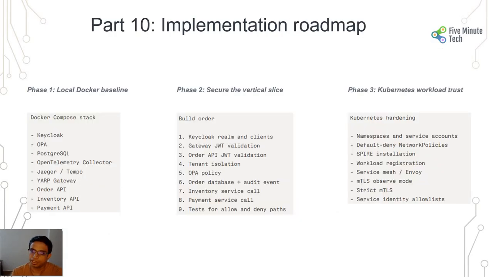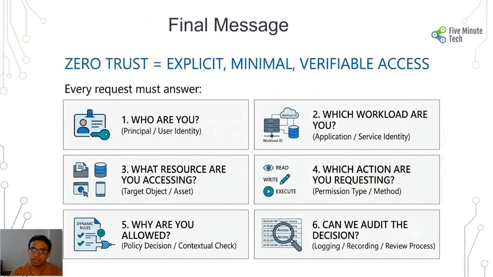Now part 10 is our implementation roadmap, on how we will be doing this implementation. Phase 1 is a local Docker baseline, wherein we set up all these containers. Phase 2 is securing the vertical slice. I'll be talking about how Keycloak comes into the picture along with OPA policy, and we evaluate certain calls. And phase 3 will be the Kubernetes workload trust, wherein we orchestrate these layers using Kubernetes to make the application concrete.